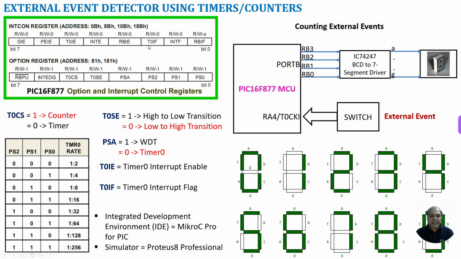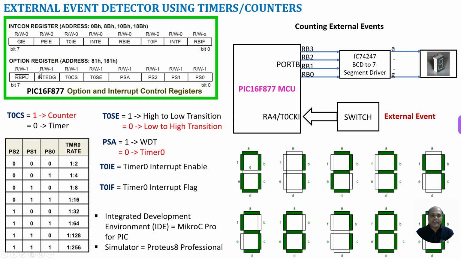T0IF is the interrupt flag associated with your timer 0. Whenever an interrupt is generated, this flag will be set. So the CPU has to check this flag to identify whether the interrupt is from the timer or from some other peripheral. If this bit is equal to 1, then the CPU will understand, okay, this interrupt is due to timer 0. Then it will try to execute the ISR related to that peripheral.